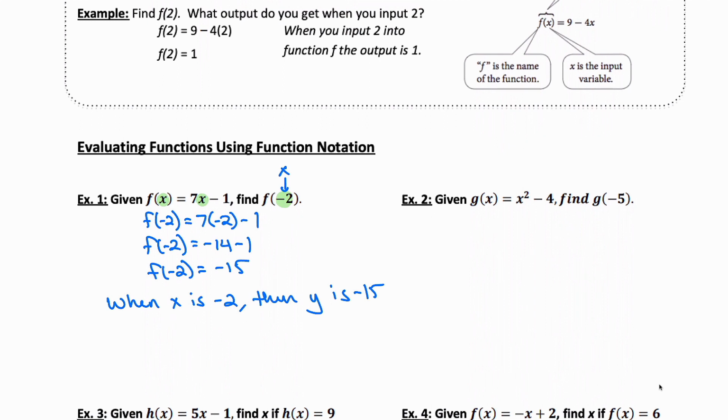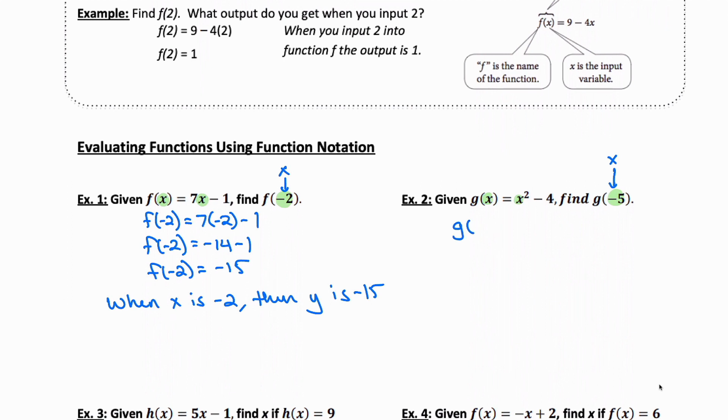We're going to do the exact same thing this time. They say g of x is equal to x squared minus 4. I want to find g of negative 5. That's saying my x value is negative 5, because that's where the negative 5 is where the x should be. Then that's telling me to go back, and anywhere I see an x, I'm going to go ahead and replace it with the negative 5. So I see an x here, and I see an x here. Let me go ahead and start replacing it.